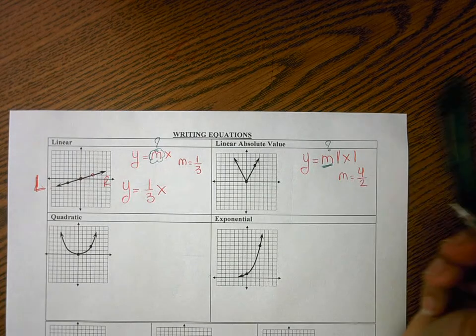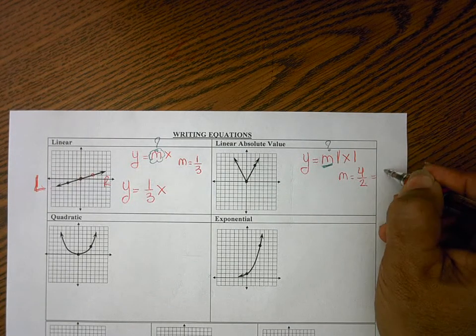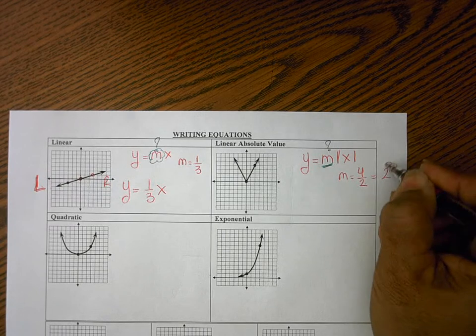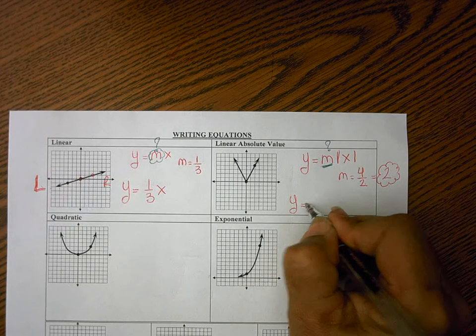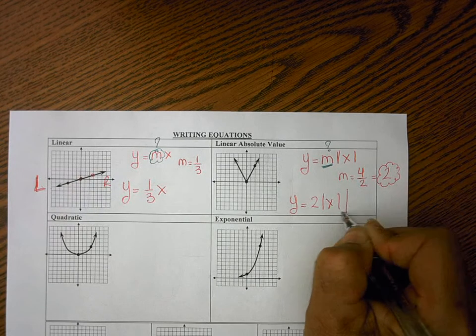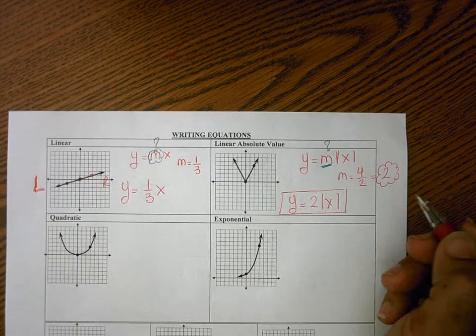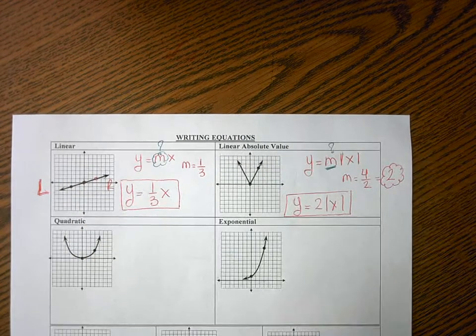4 divided by 2 equals 2. So that is my slope, just a 2. So I can write the function y equals 2 absolute value of x. That is the final function I'm looking for, the same way this was the final function we were looking for. Notice that we're starting at (0, 0).